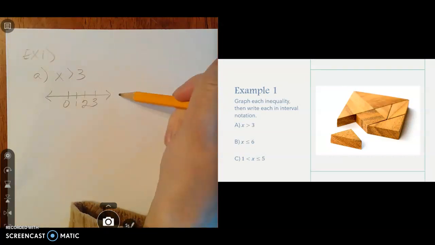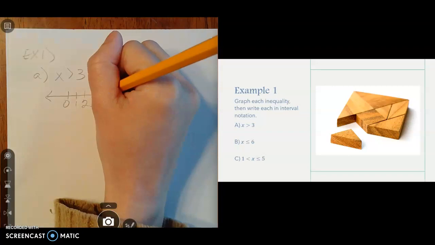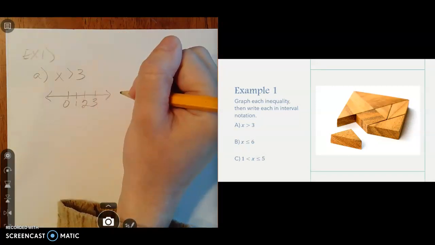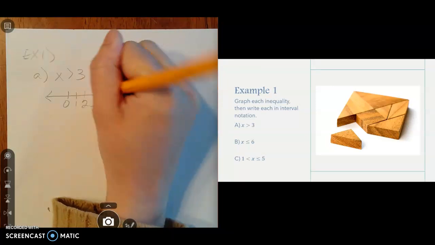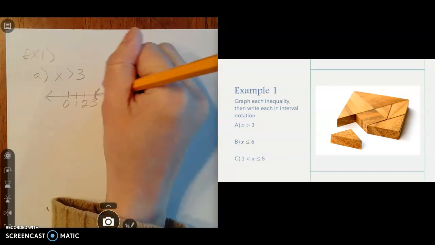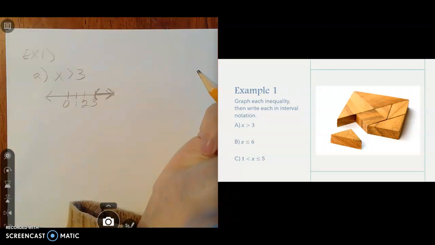X is greater than 3 means we're going to start at 3 and we're going to be going to the right. In MyLab, the program that you guys use for your homework, you may be used to open circles and closed circles. They use brackets and parentheses to try to get you better at interval notation. So they're going to put a parenthesis at 3, since it's just greater than, it's not or equal to. And then we know that everything is going to the right because it's greater than. That's what the graph will look like for your homework.